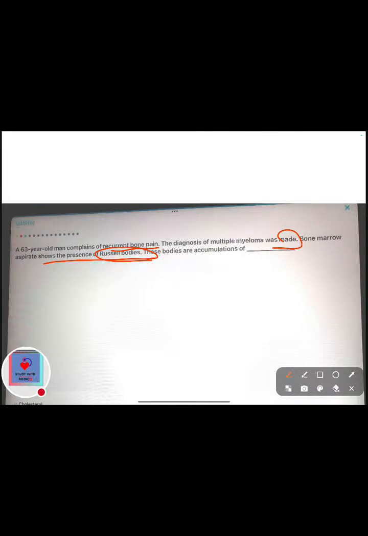So there's a 63-year-old man complaining of recurrent bone pain. Diagnosis of multiple myeloma is already made. Bone marrow aspiration shows the presence of Russell bodies. These bodies are accumulation of what? The options are cholesterol, immunoglobulins, lipoproteins, or phospholipids.